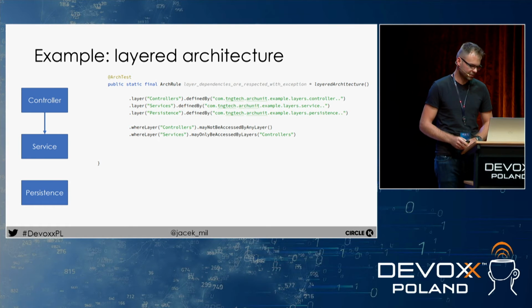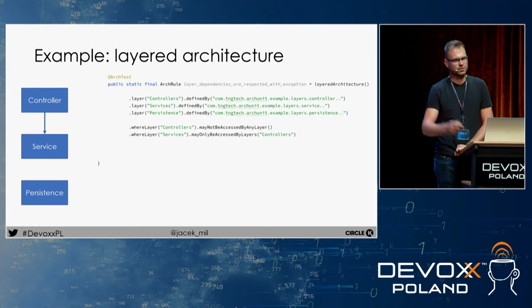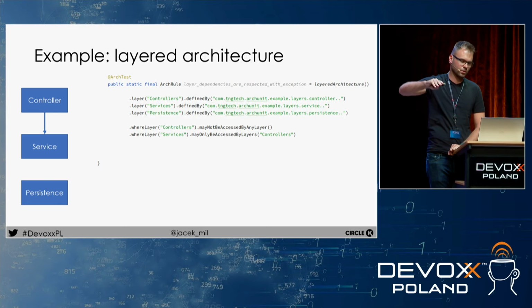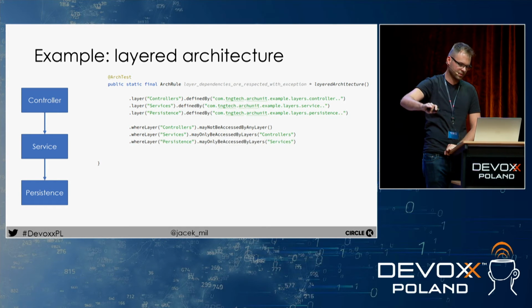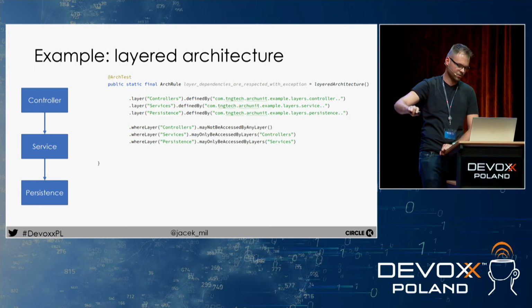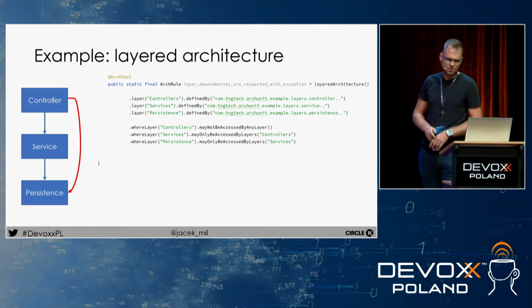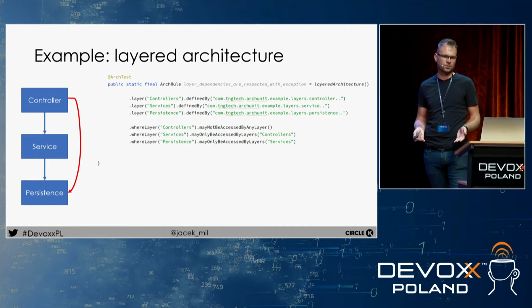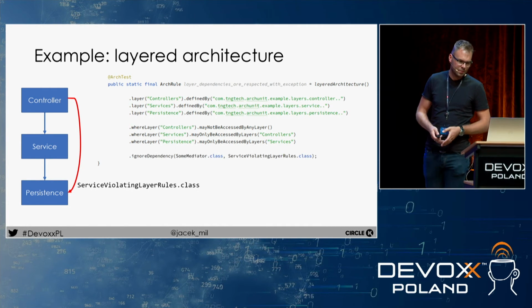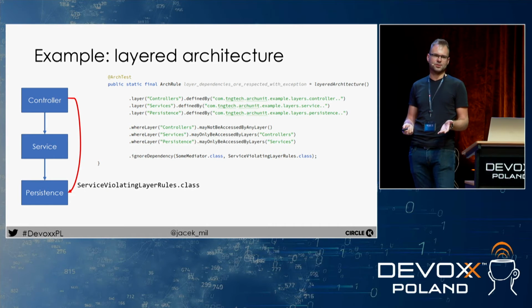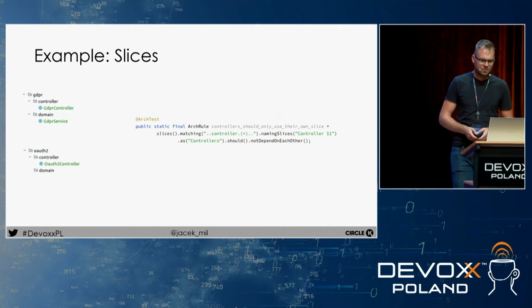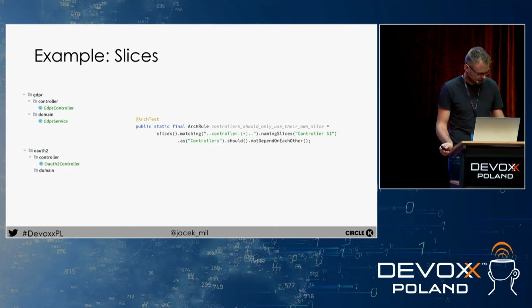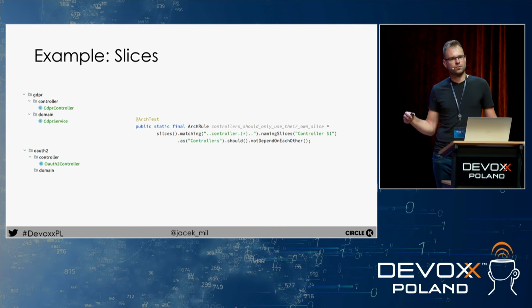Also, the services layer may only be accessed by controllers, so we're going to the layers down, and the persistence might only be accessed by services. So this call is not allowed by this rule. If you do this call, then you will get a violation, unless you are a service violating rules class, and you can ignore this dependency also. So this was dedicated to a layered architecture.